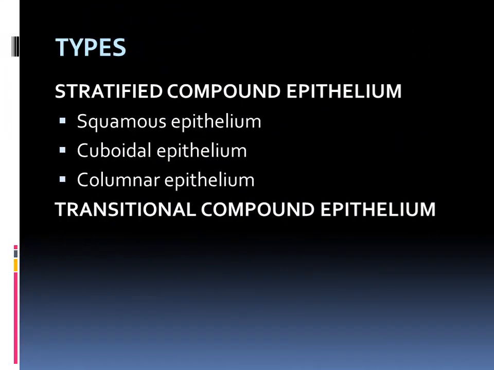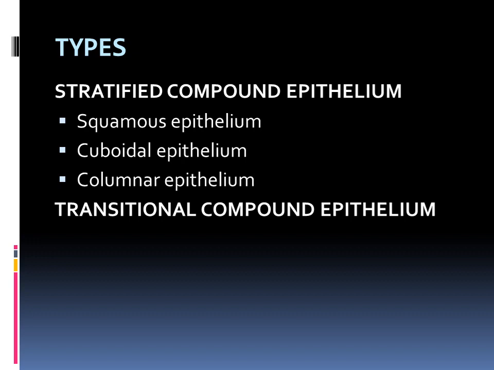Okay. So as we said already, this compound epithelial tissue is further classified into two types. The first is stratified compound epithelium. The second is transitional compound epithelium. The first one, stratified compound epithelium, means nothing else: stratified in the sense of many layers. As we said, compound means many layers, and that is why it is mentioned here as stratified compound epithelium.